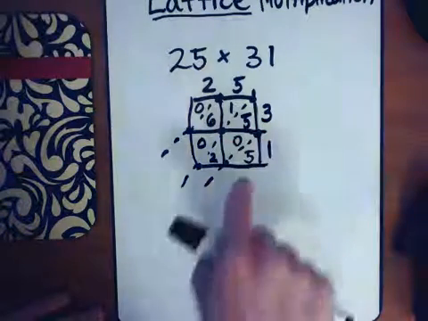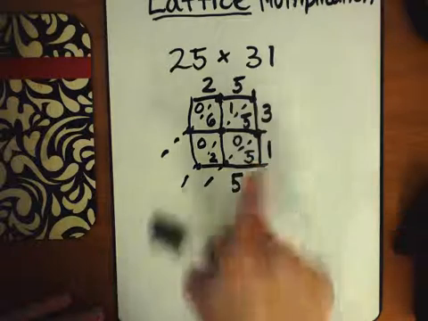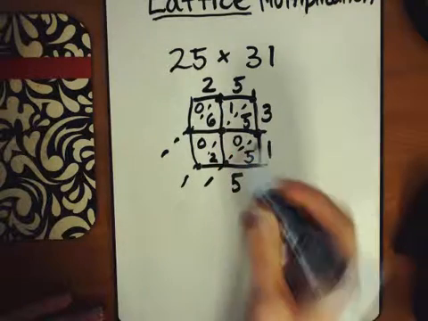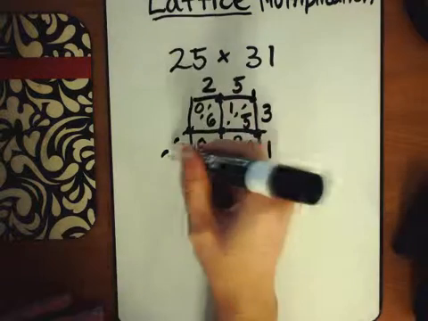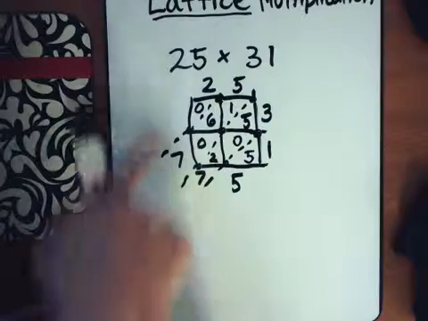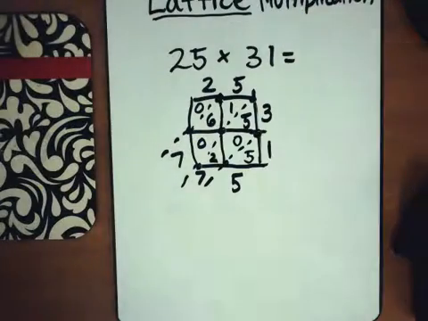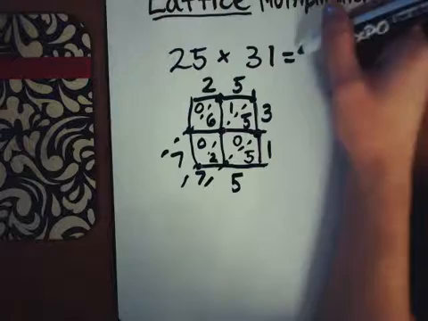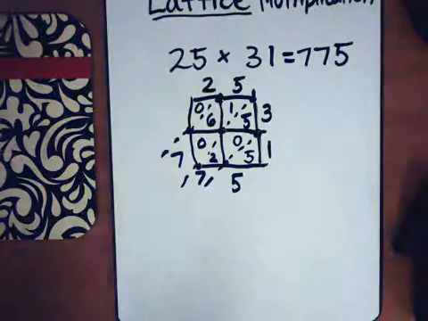So as I add along my diagonal, 5, bring that down. 5 plus 2 is 7. 6 plus 1 is 7. Do I need to do anything with that 0? No, that would have been 0 thousands, and we don't have any. So 25 times 31 is 775. Raise the roof if you got that, guys.